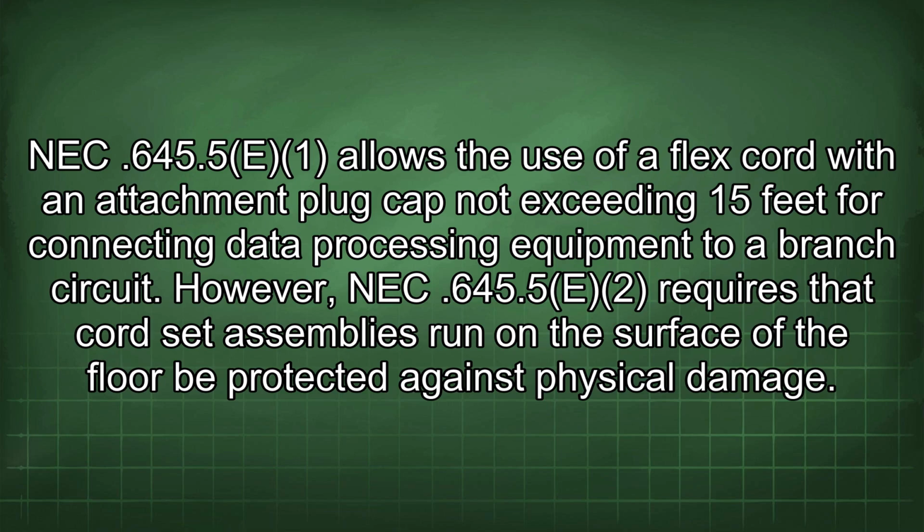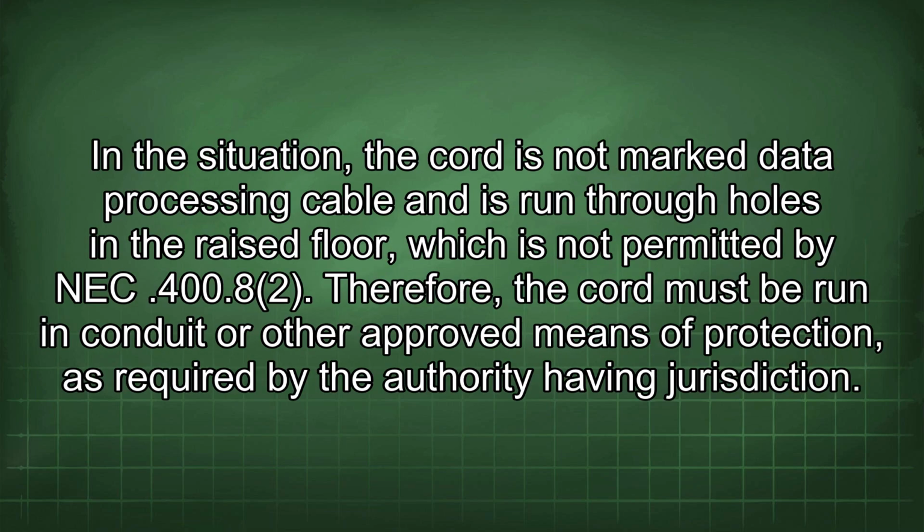However, NEC 645.5 requires that cord set assemblies run on the surface of the floor be protected against physical damage. In this situation, the cord is not marked data processing cable and is run through holes in the raised floor, which is not permitted by NEC 400.8. Therefore, the cord must be run in conduit or other approved means of protection, as required by the authority having jurisdiction.